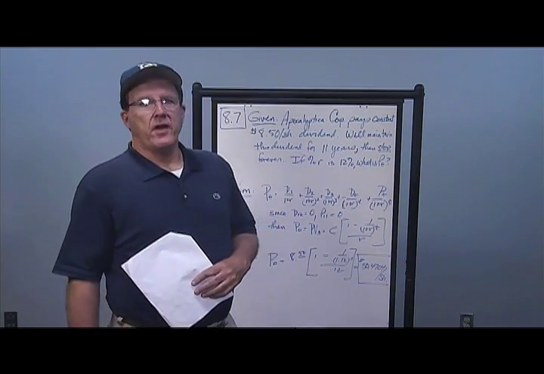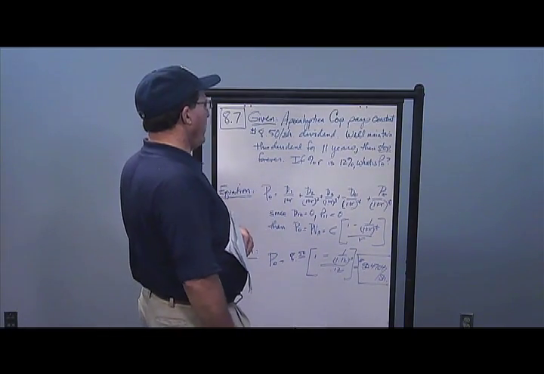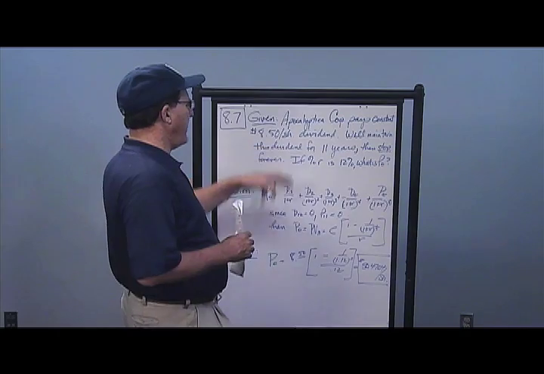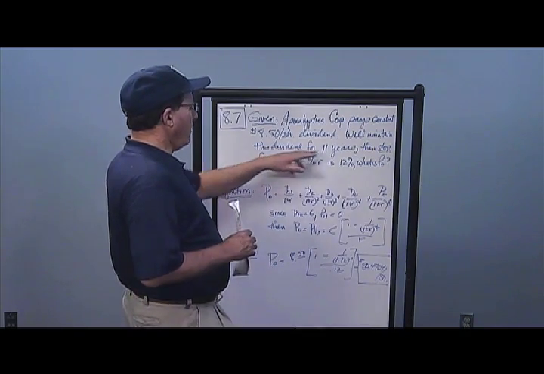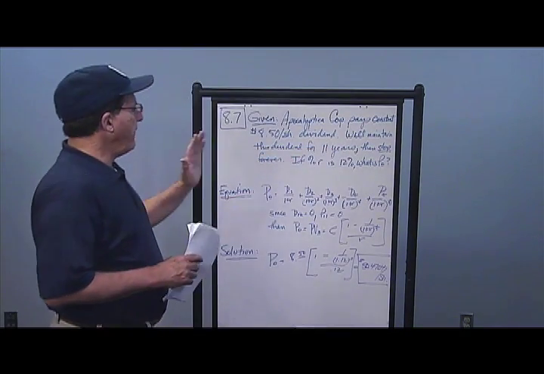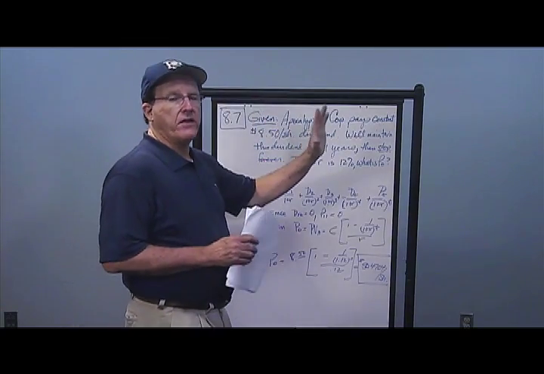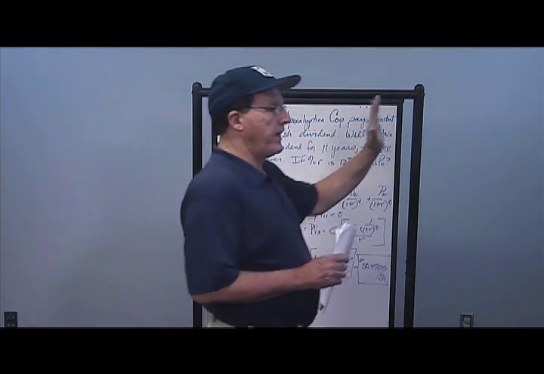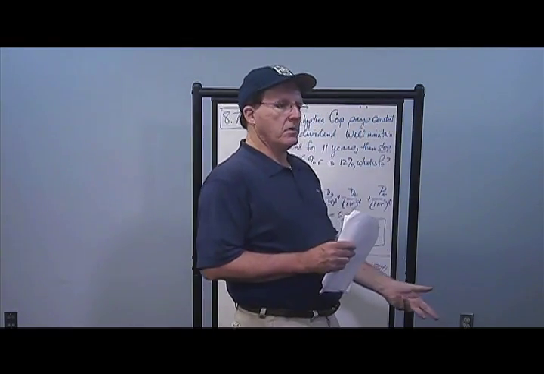In problem number 7, Apocalyptica Corporation pays a constant $8.50 dividend. We'll maintain this for 11 years, then stop. So 8.50, 8.50, 8.50, 8.50, 8.50 sounds like an annuity to me. 8.50, 8.50, and then 0. It goes all the way down to 0.